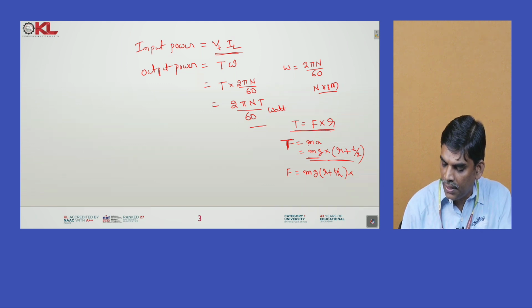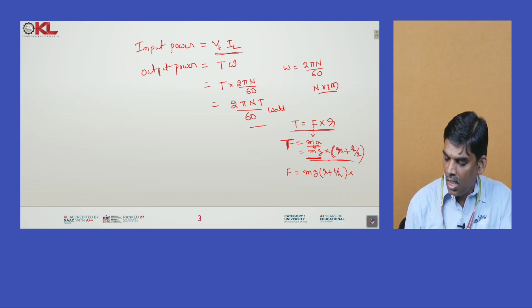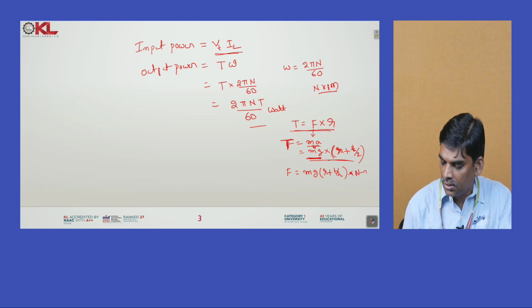So here we apply F is equal to ma. In another case, we can take the fixed value of mass into g: mg into (r plus t by 2). mg into r is the general formula, but since you are considering the brake drum, we add the thickness of the belt also for better accuracy, and this is in Newton meters.